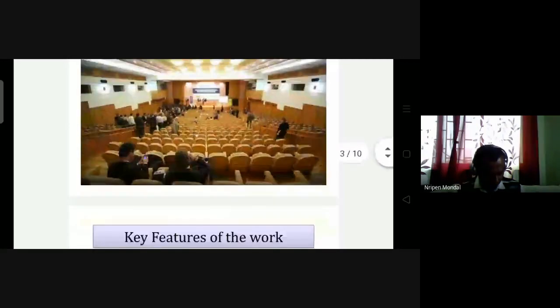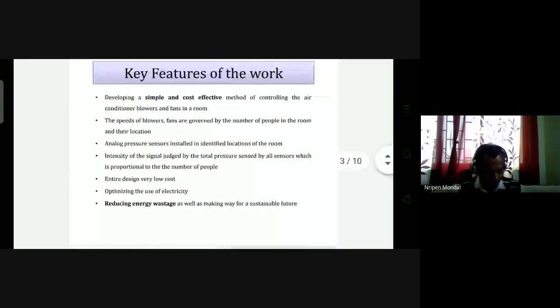So the key feature of this work is to develop a simple and cost-effective method for controlling the air conditioner blower and fans in a room. The speed of the blower and fans is governed by the number of people in the room and their location. And how can we sense that location? To sense that location, we have modeled analog pressure sensors installed in identified locations of the room.